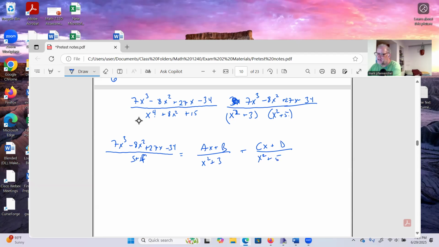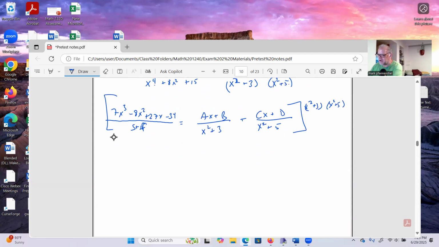All right. So first step is we are going to go ahead and multiply by all the denominators, x squared plus 3 times x squared plus 5, in order to clear my fractions. So let's go ahead and I'm going to write the right side on the left here. So I have ax plus b, and the x squared plus 3s will cancel, so I'm going to end up with an x squared plus 5.